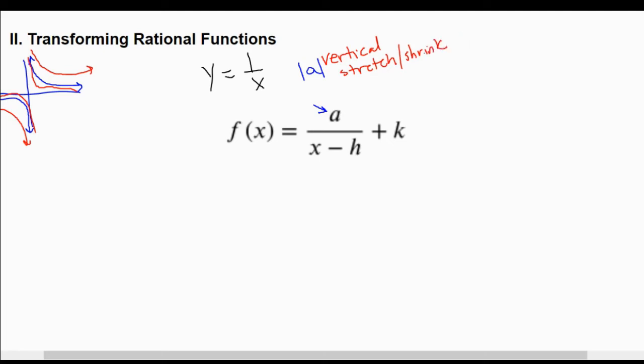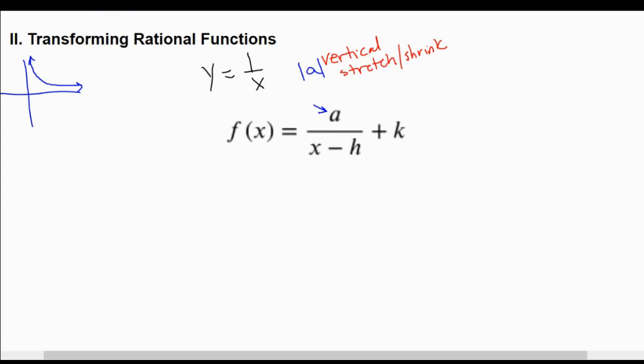Okay, so we probably won't deal much with that because it is difficult to get accurate graphs when you are just making sketches of rational functions. Okay, so don't get too involved or too worked up about what a does to our graph. And I need to put that back.